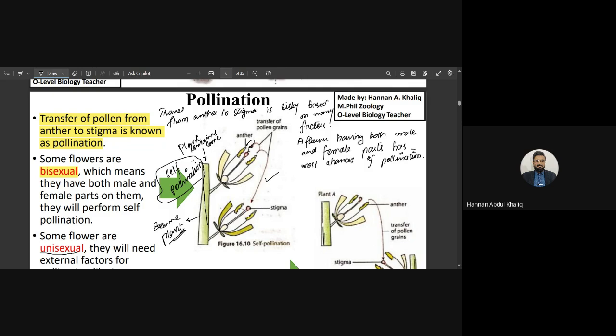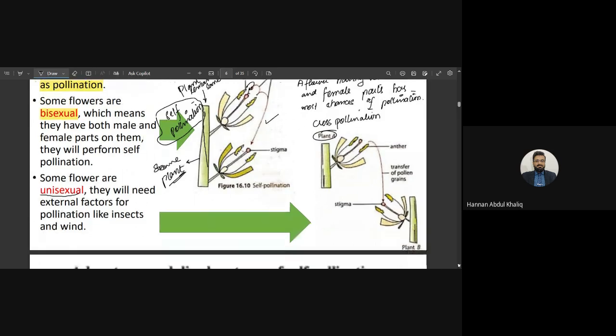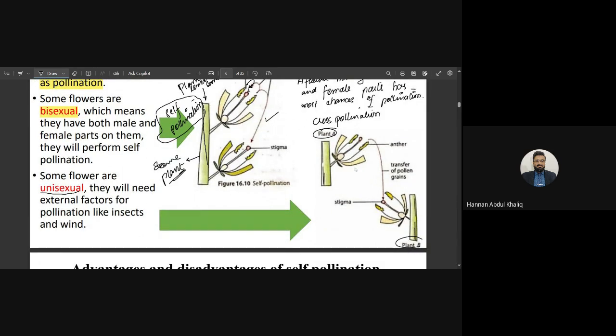Then comes the second type of pollination, which is cross pollination. Cross pollination basically means that when the anther is releasing the pollen, the pollen goes to another plant. See, this is plant A and this is plant B. Pollen goes to the stigma of another plant, but the species should be the same. So that would be called cross pollination. Is that clear?